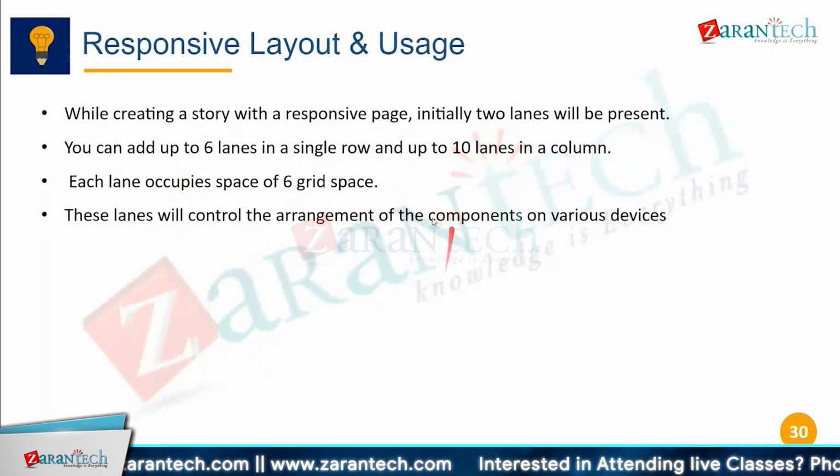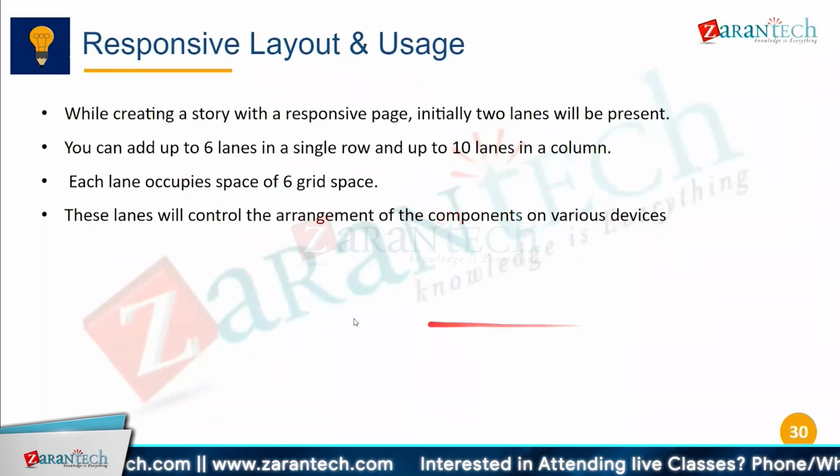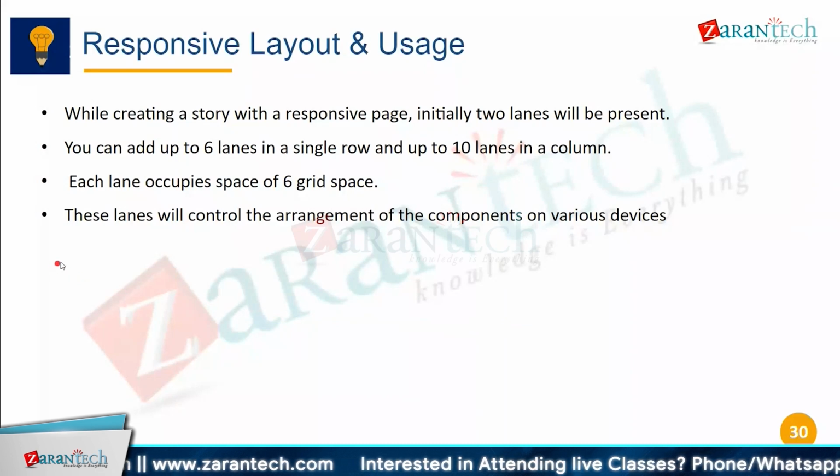So you have grids 1, 2, 3, 4, like rows and columns. So 6 grid space will be occupied. These lanes will control the arrangement of components on various devices. So it is suggested to use more lanes if you are exclusively designing a mobile friendly dashboard. Then you can put different lanes. What will happen is the system will understand and arrange lane by lane.